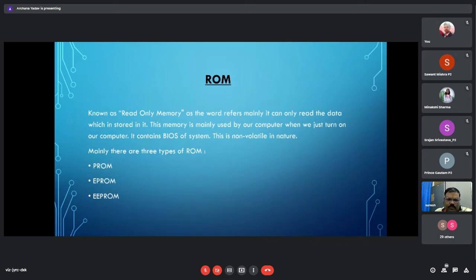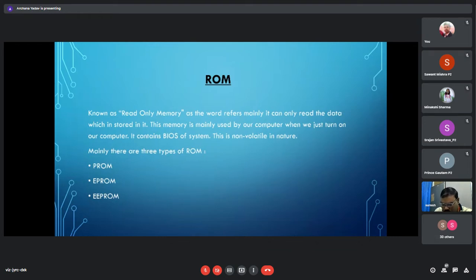ROM is further divided into three parts. First is PROM, the programmable ROM. With PROM, we don't have the right to change the data. It is manufactured by the company, but we can buy a separate PROM disk and then write our own data.